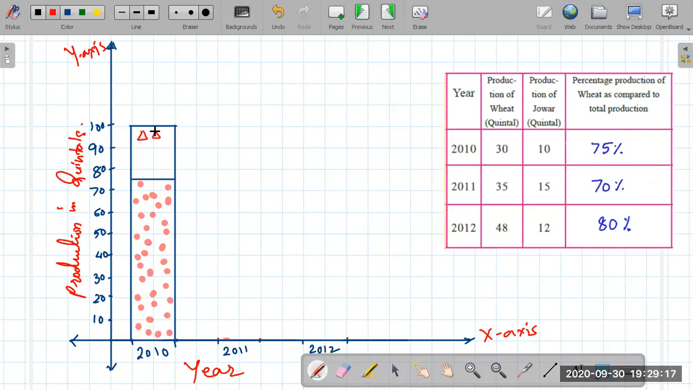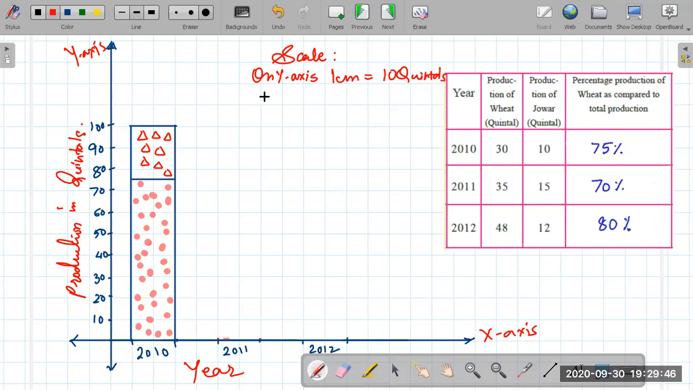Some triangles for jawar like that. Yes, too. And then we need to mention the scale over here. So the scale is, on y axis 1 centimeter is equal to 10 quintals.